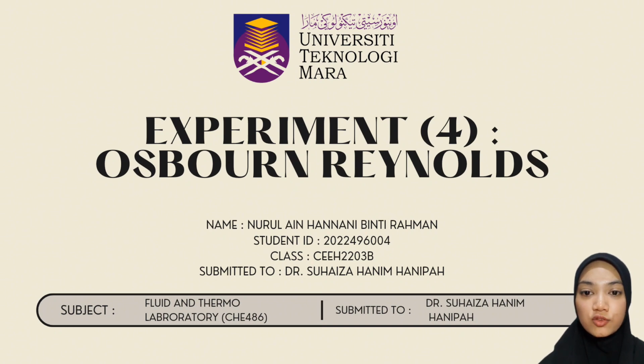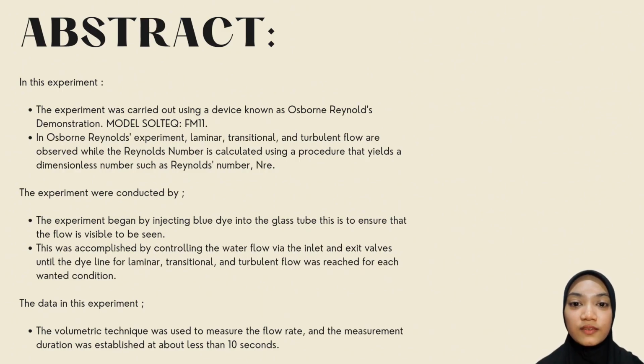My student ID is 20224960004. I am from CEEH 2203B, and today I would like to talk about Experiment 4, which is the Osborne Reynolds experiment. The abstract of this experiment is that the experiment was carried out by using a device known as Osborne Reynolds' demonstration, which has a model Soltec FM11.